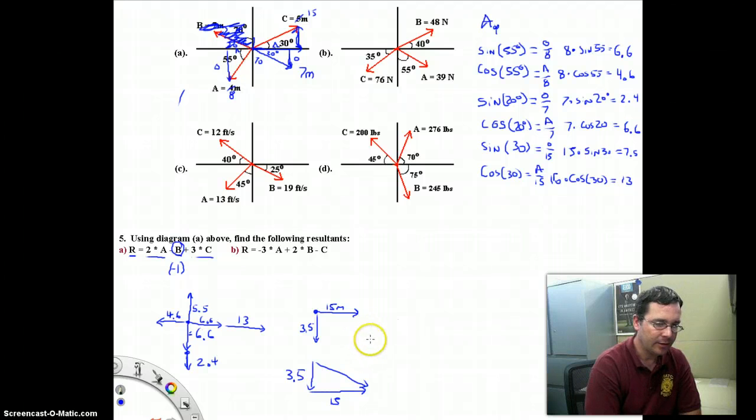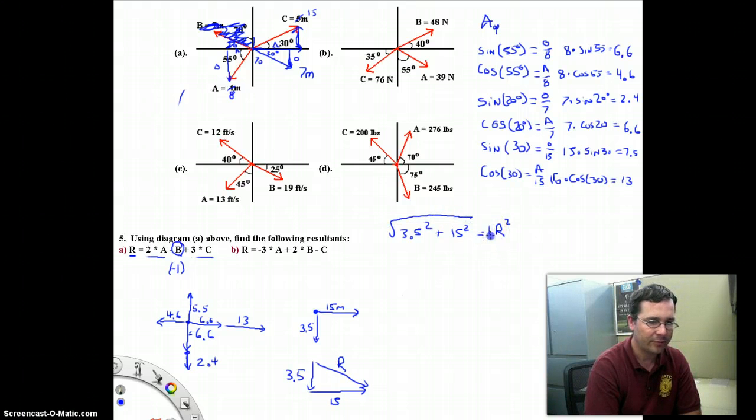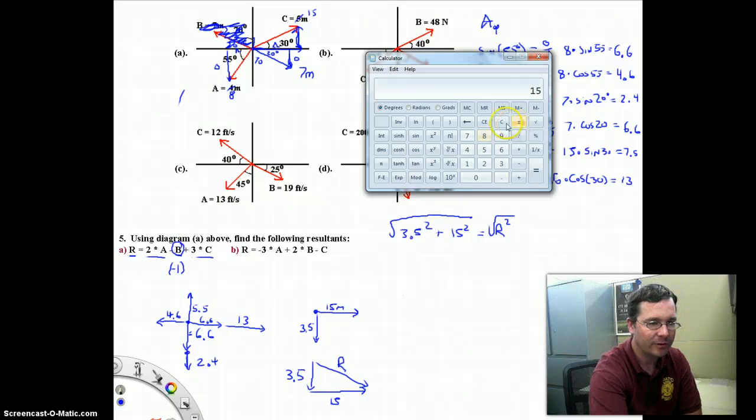Well, we'll use the Pythagorean theorem, so 3.5 squared plus 15 squared equals, and I'll call it r for resultant, we'll call the length of this side r, equals r squared. Well, we want r, not r squared, so we'll take the square root of both sides. And let's do some multiplication and some exponents and some summing. So 3.5 squared plus 15 squared equals, and then we need to take the square root of that number. So we're going to raise that to the 1/2 power. And we find that the length of the resultant is about 15.4 meters.